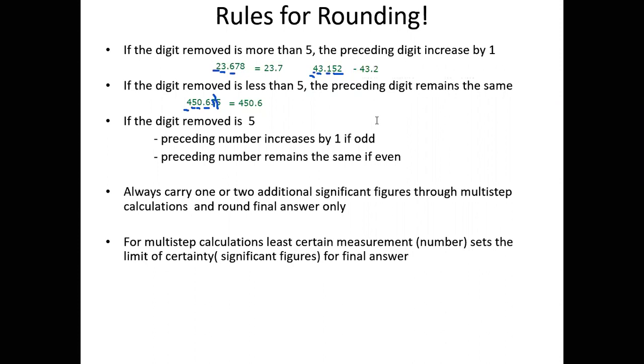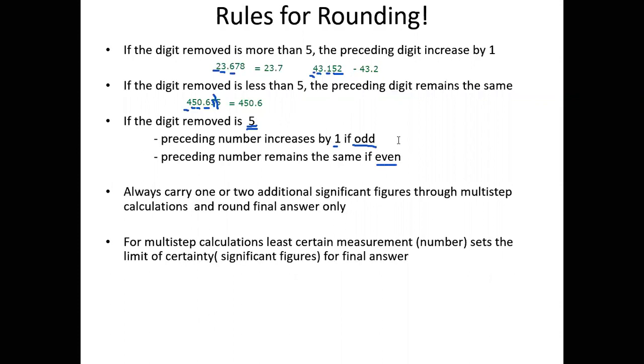It's only when the digit to be removed is exactly 5 that brings us to the third rule. So only when it's exactly 5 for the digit we want to remove, then we use this ruling here. And again, it has to be exactly 5. If it's a little bit above 5, then you're going to just round up. So again, it has to be exactly 5 after the last digit you want to keep. And so if it's exactly 5 and the preceding number is odd, we increase it by 1. If it's even, it remains the same.